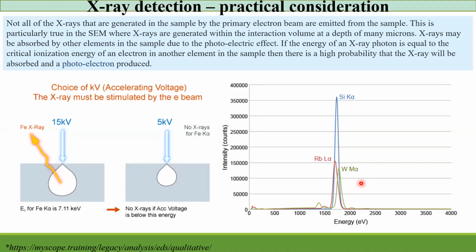For example, we tell the software to calculate using all the signals, but when it is finalizing the results, we tell the system to take only K alpha lines or K lines of all the samples. In that way, L alpha and M alpha will be omitted here.